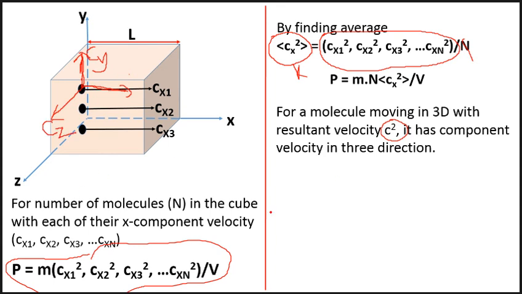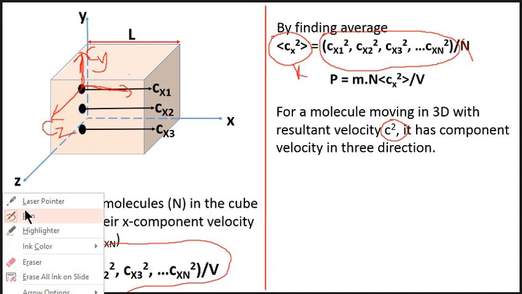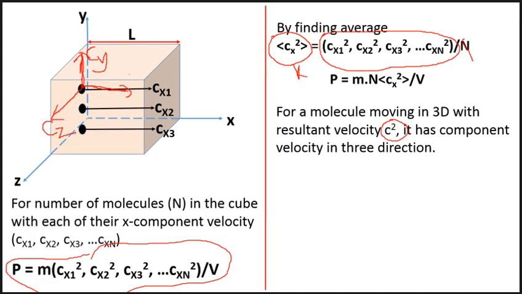With that, we can conclude that c squared equals cx squared plus cy squared plus cz squared. Since I said c squared is the resultant velocity, that is a summation of the squares of the individual velocities in each direction, x, y, z.